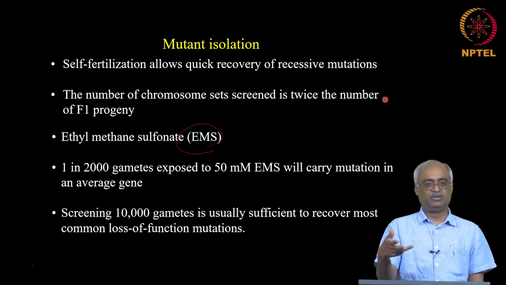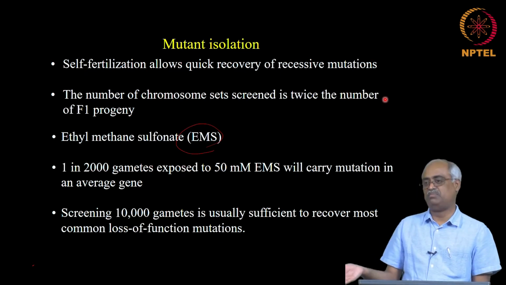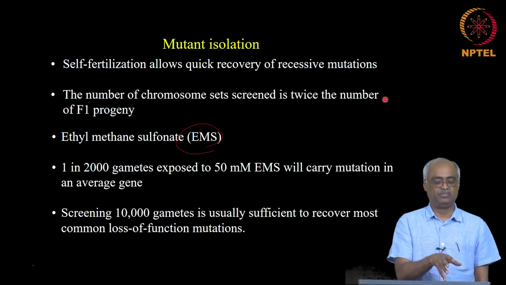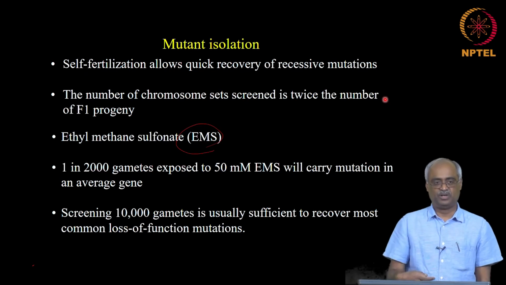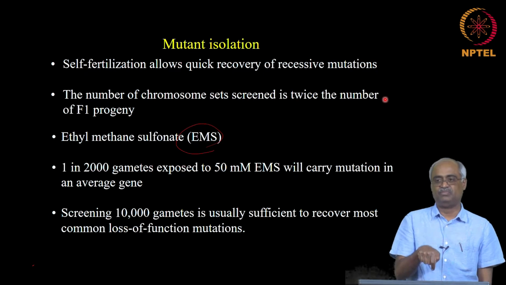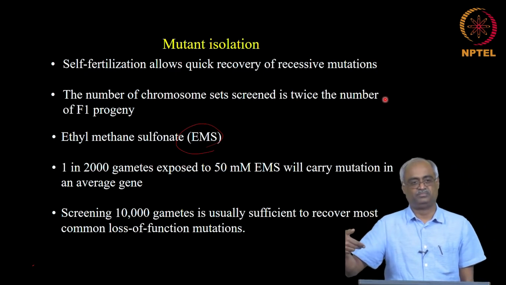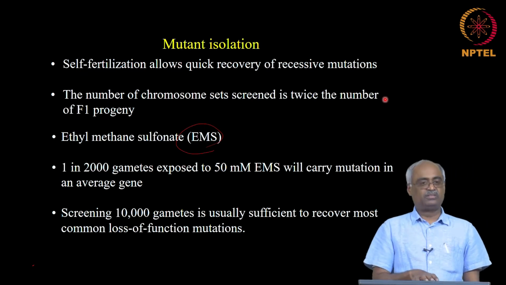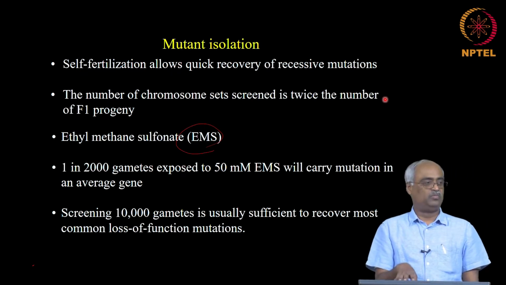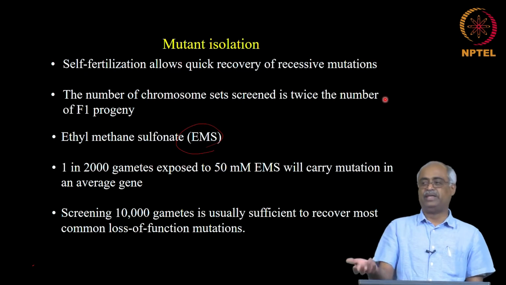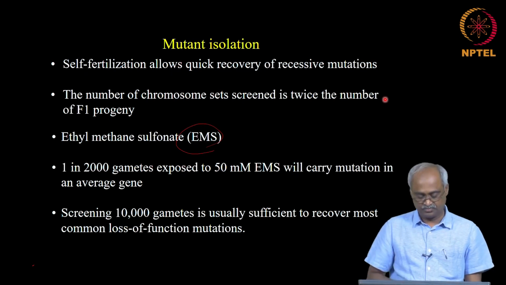Contrast this with an organism where you have male and female separately. If I take the female and mutagenize, in the progeny I only have mutations coming through one gamete, if there are no mutations in the other one. So, that is the advantage here. If I am going to screen 10,000 F1, what it means is I am actually screening 20,000 chromosome sets, right, because sperm and egg come from the same individual.